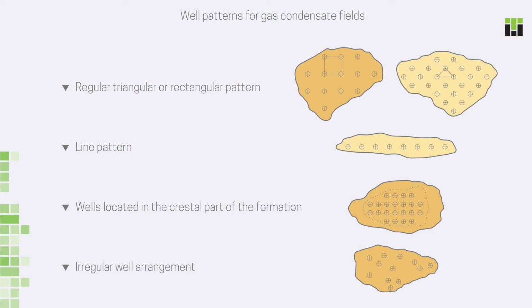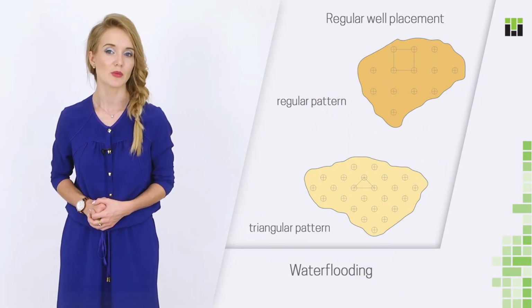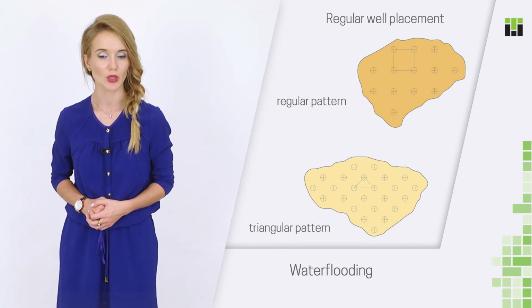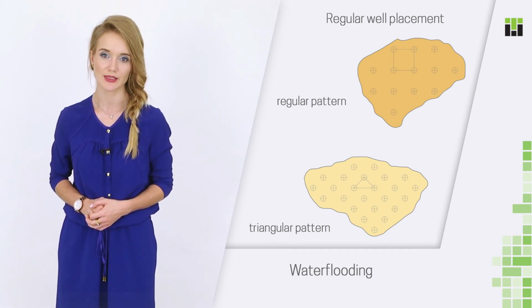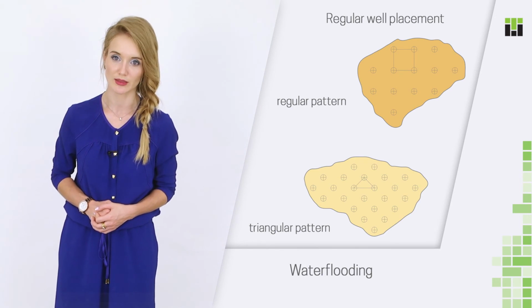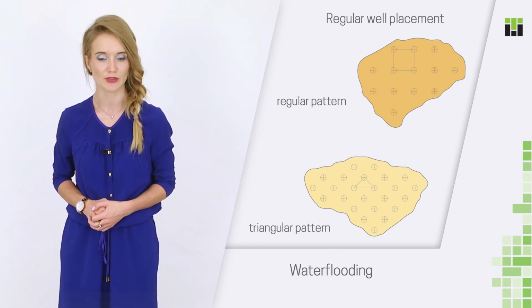Companies that develop gas and gas condensate fields use the following well patterns: regular triangular or rectangular pattern, line pattern, wells located in the crestal part of the formation, irregular well arrangement. Regular well patterns are made up of multiplied triangles or squares, and wells are drilled in vertex points. If our reservoir is homogeneous, a regular well pattern will cause consistent drainage areas and production rates for each well, as well as uniform change in reservoir pressure.